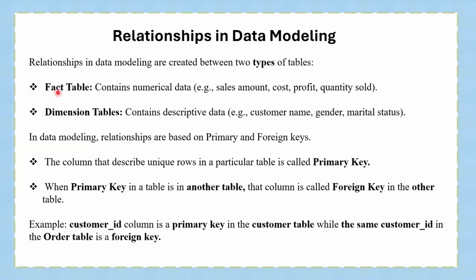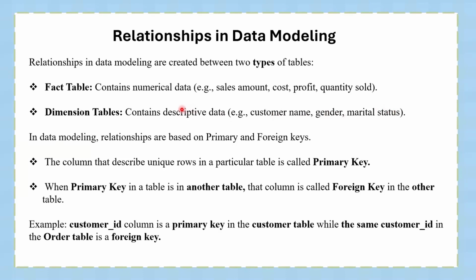The first one is fact table. And what are fact tables? Fact tables contain numerical data. For example, your sales amount, the cost of product, the profits, quantity sold. It could also contain discounts if that was implemented in the sales. The second is dimension tables. And what dimension tables basically contain are descriptive data. For example, you have a customer table which is describing your customer. It is going to contain your customer name, gender, marital status.